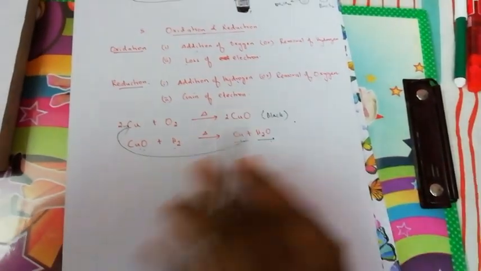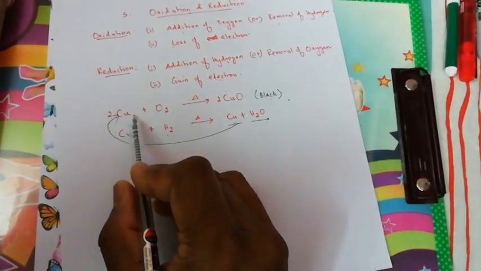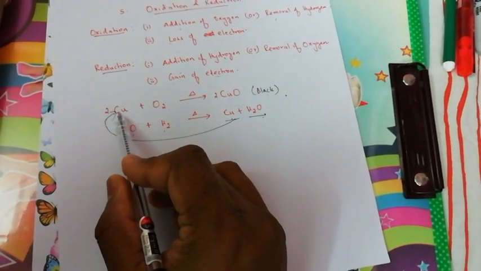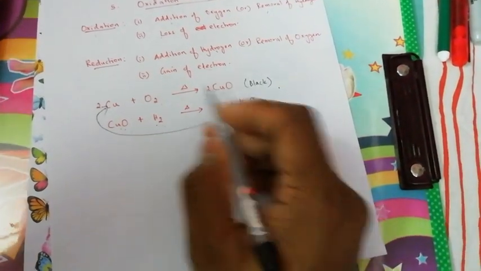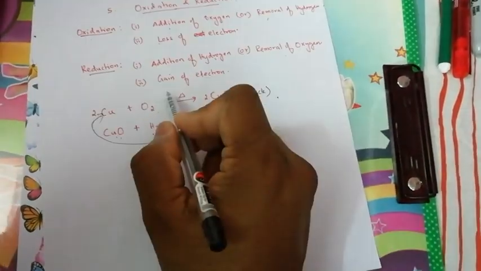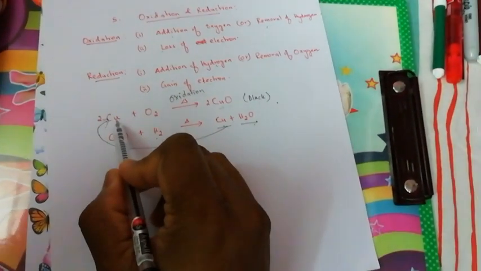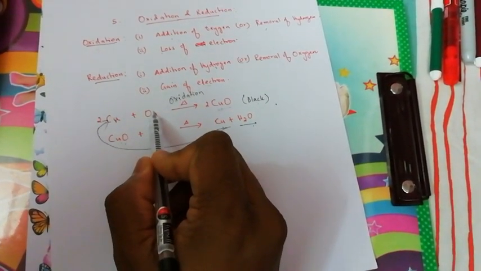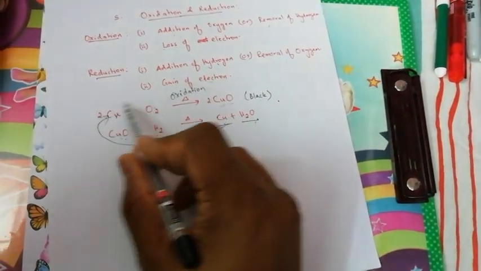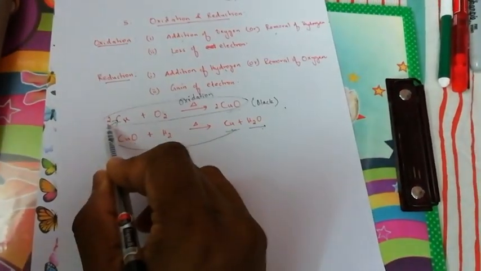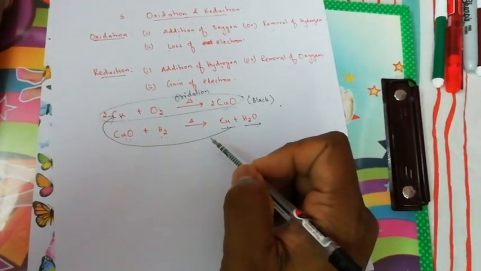So what we are learning from this is, to copper oxygen is added and they form copper oxide. This is an oxidation reaction. Copper, after adding oxygen, becomes copper oxide. This reaction is said to be an oxidation reaction.